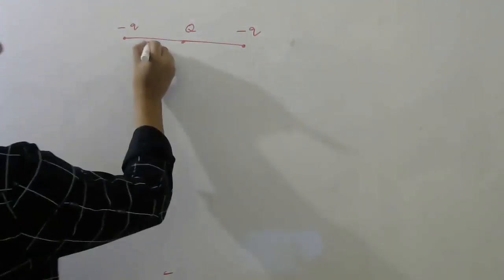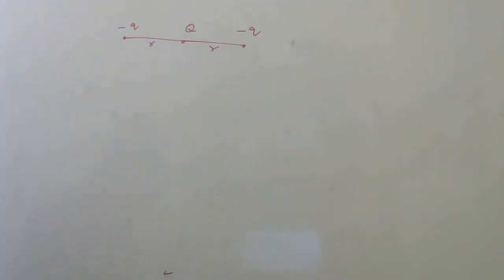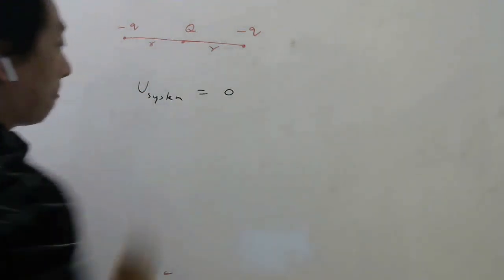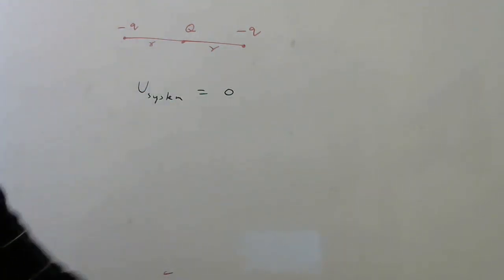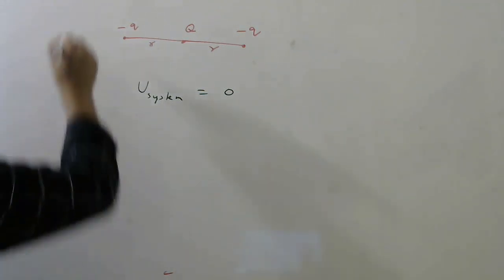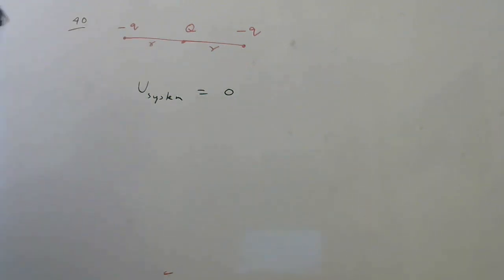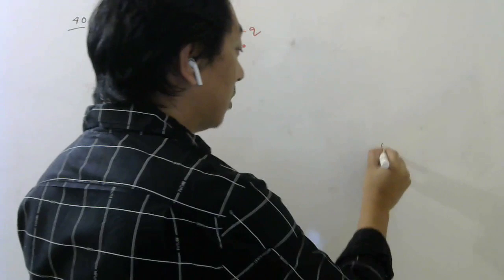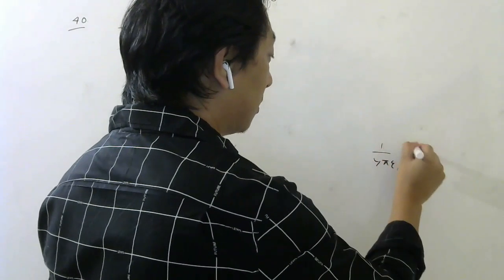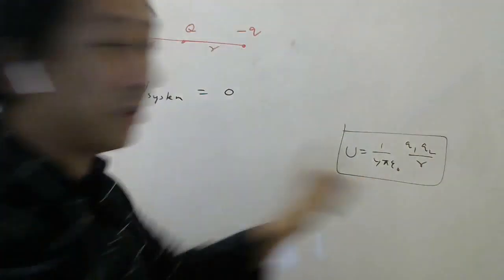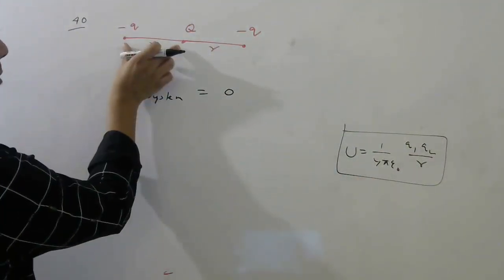Minus q, capital Q and minus q are kept in a straight line at equal distances according to the question. So if I say this is R, this will also be R. They are saying the potential energy of the system of these three charges should be zero. Go back and remember how to find the potential energy of a system. This is question number 40. You have to find how many pairs there are, and for each pair use the formula 1 by 4 pi epsilon naught q1 q2 by r. While doing theory, I have already taught this, right?